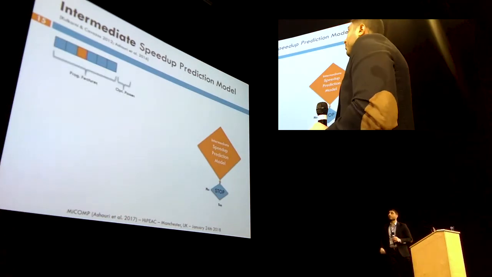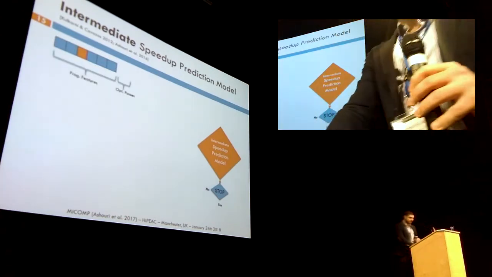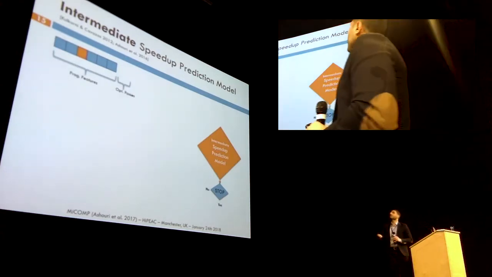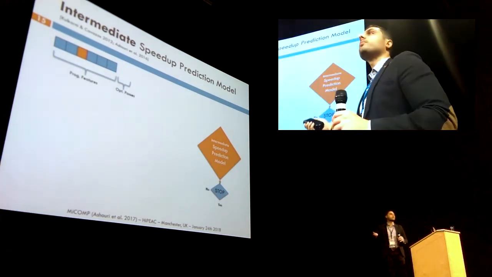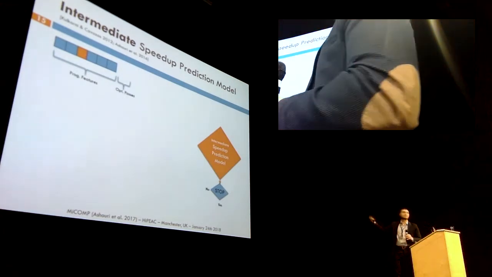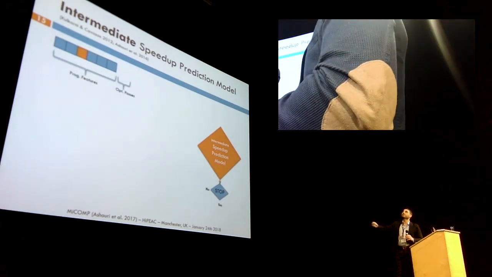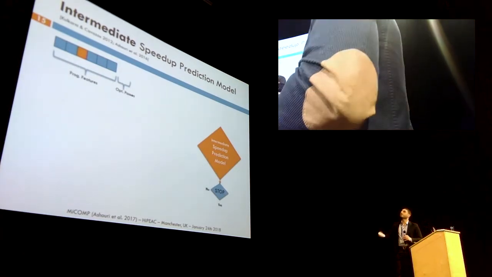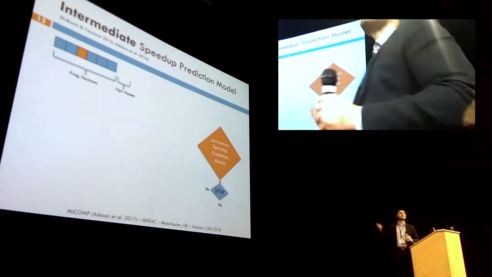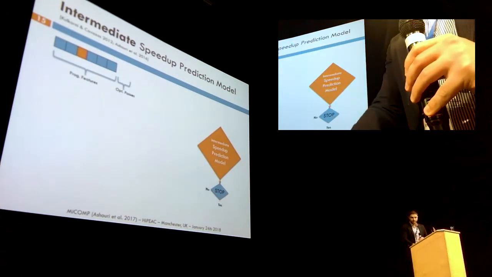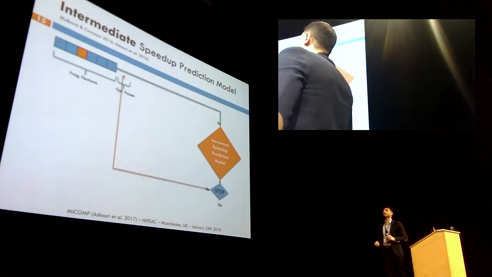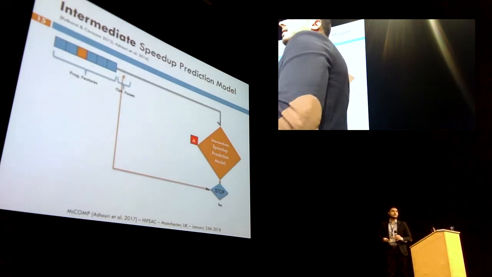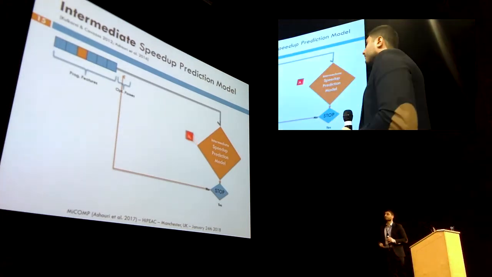So your program comes in. Here are the program features. I just changed the color here because it could be in another state rather than the baseline. So this program's features were already changed by the previous optimization. We want to predict for this the next best optimization to apply. So it queries your speed-up prediction model, and then it will tell you at this point use pass A.